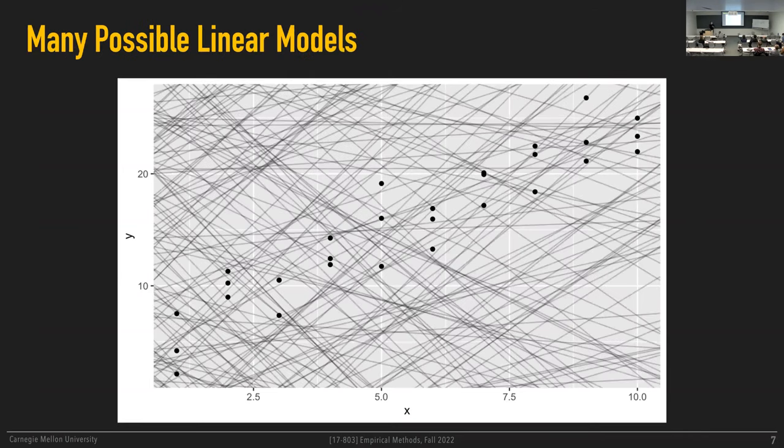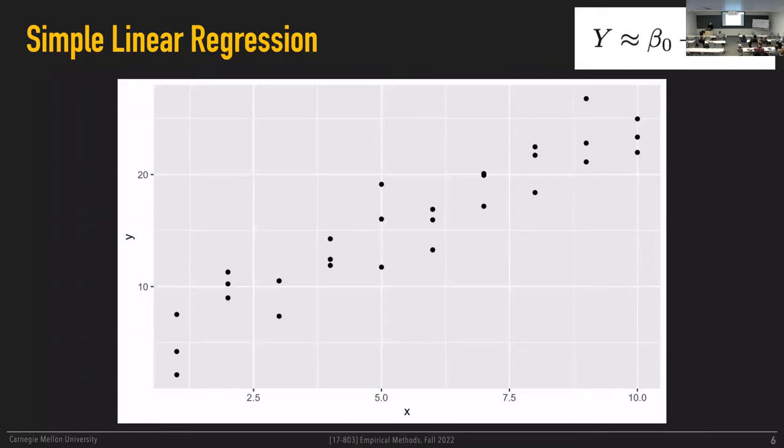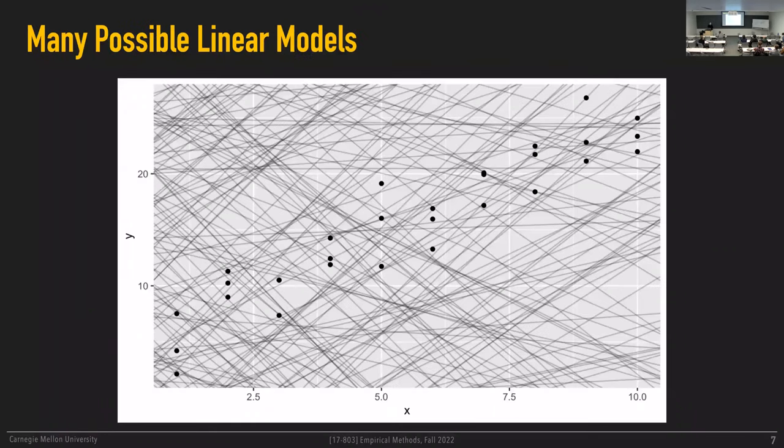Now, the catch is there's quite many possible linear models that summarize the observations we have collected, right? All of these lines conform to this equation, right? They're all lines. Any line conforms to this equation. So there's lots of possible linear models that you could estimate summarizing your observations.